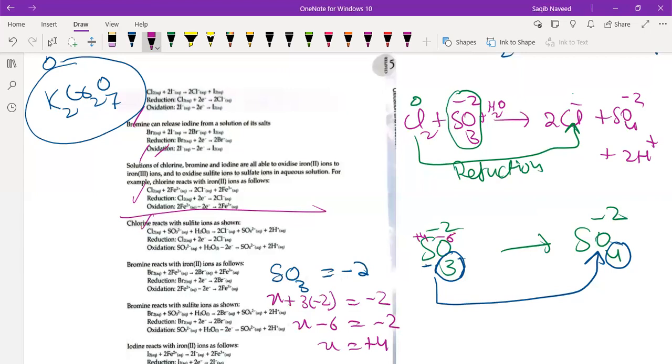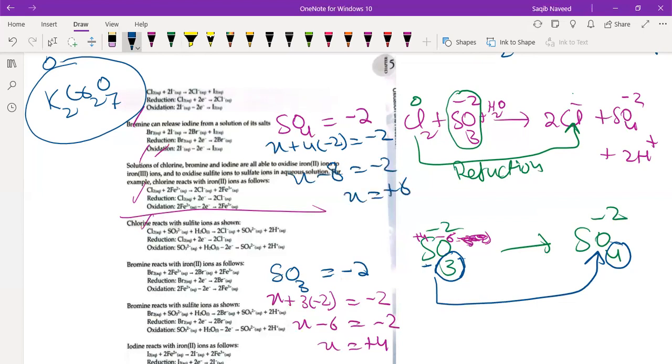Why is oxygen -6? You know that it is 3 into -2. Got it? What is the charge on sulfur in SO4? Total charge is -2, right? So I am going to write the charge of sulfur as X. I don't know. There are 4 oxygens, the charge on each oxygen is -2. So X - 8 equals -2. It becomes X equals +6, right?